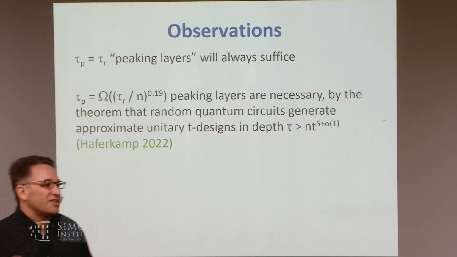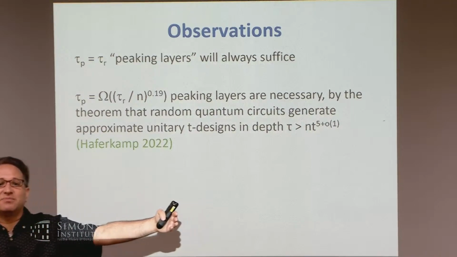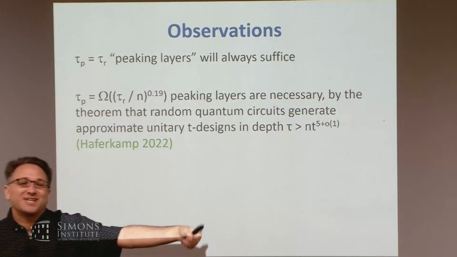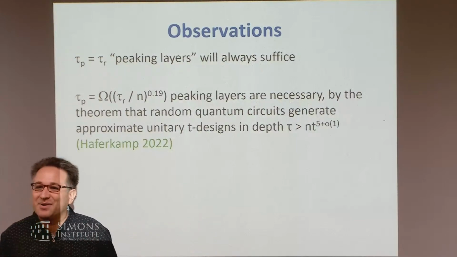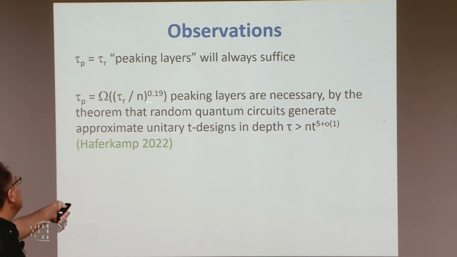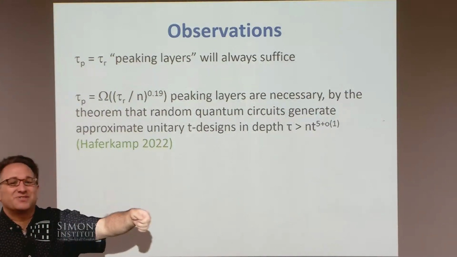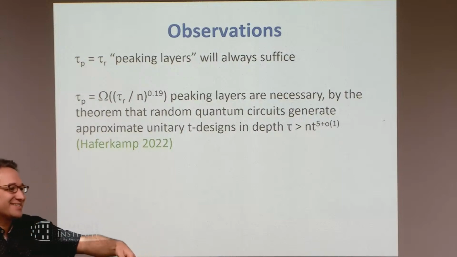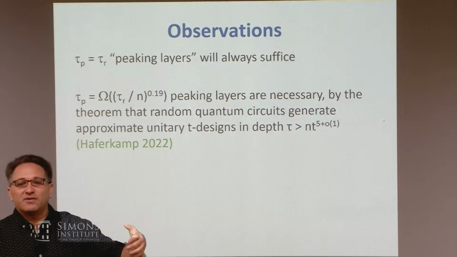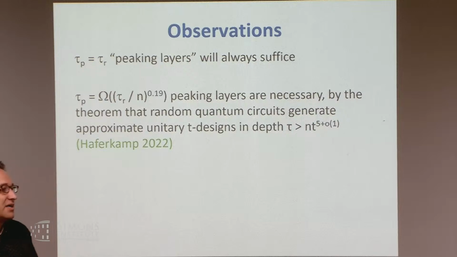By using that theorem, one can show that if I have n qubits and tau sub r random layers of gates, then if I want a delta peaked circuit, let's say delta is a 10th, I'm going to need a number of peaking layers that is at least tau sub r over n to almost the 1/5 power. This just follows from the definition of a t-design. With fewer gates than that, I cannot tell my output state apart from a Haar random state, basically. This is what's going on here. We prove that in the paper.